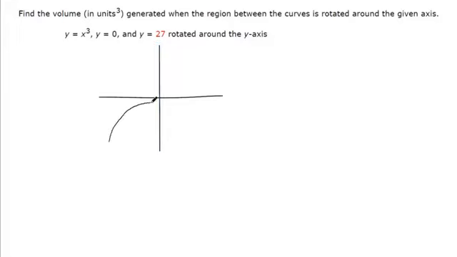Okay, so y equals x to the third looks something like this. Y equals 27, that's just a horizontal line at 27 on the y-axis. And then they want us to rotate it around the y-axis. They say y equals 0 is another bounding region.